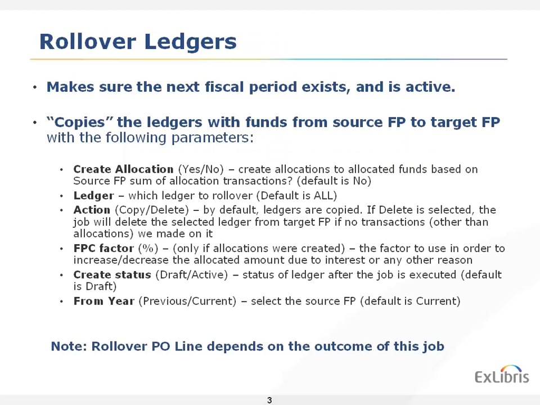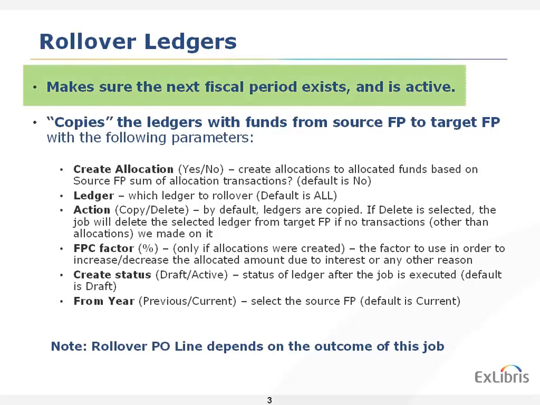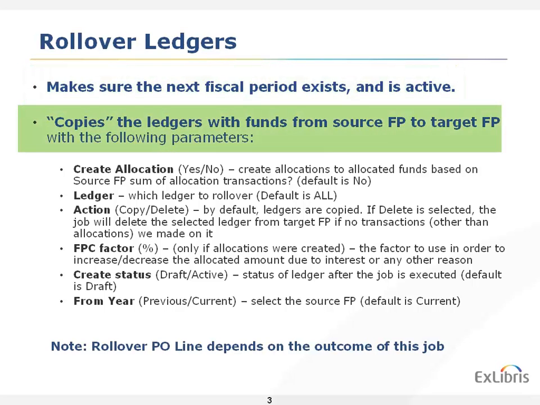The rollover ledger is simply copying the ledgers from the current fiscal period, the source fiscal period, to the next fiscal period. This process checks if the next fiscal period exists and is active. But if the fiscal period does not exist, it creates the next fiscal period based on the source fiscal period. The start and the end of the next fiscal period will be exactly the start and end of the source fiscal period, but 1 year later. The job will also copy the ledgers and their funds, all summary and allocated funds, from a source fiscal period to the target fiscal period.